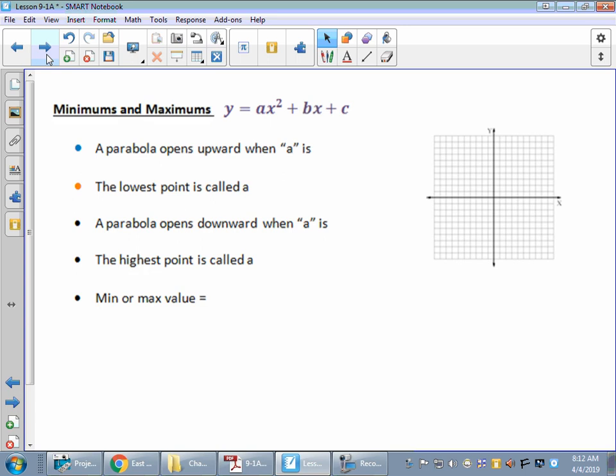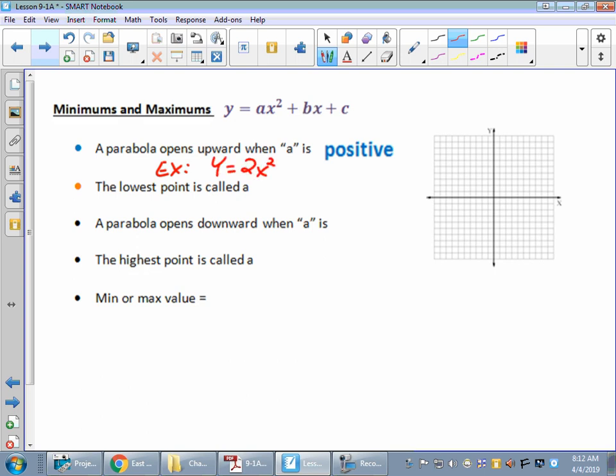We've got our equation, y equals ax squared plus bx plus c, and we're going to talk minimums and maximums. A parabola opens upward when a is positive. So when a is positive, the parabola is going to open upwards. A quick example would be y equals 2x squared plus 5x plus 7. In this case, you look at your a value, your a is positive, so it's going to open upward, okay?